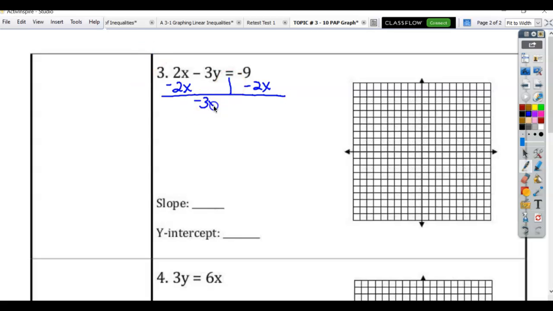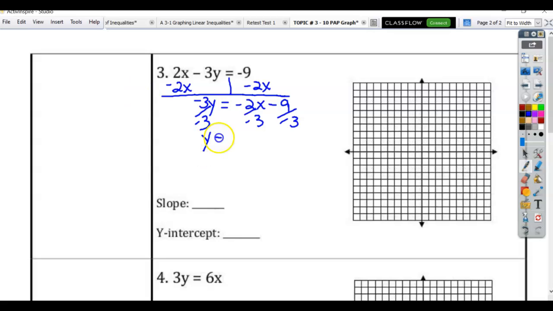Bring down your negative 3y. You've got negative 2x minus 9. All we're doing over on the right side is just writing both of the terms down, the negative 2x and the negative 9. Here we have to divide by negative 3. You're going to divide, divide, and divide. All 3 pieces have to be divided.